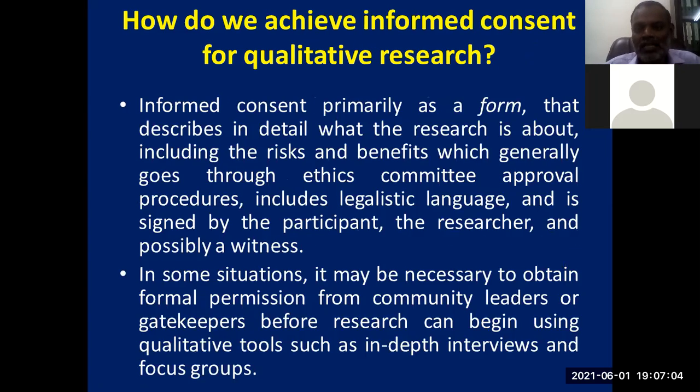So how do we achieve informed consent in qualitative research? Informed consent is primarily a form that describes in detail what the research is about. It includes risk and benefit, generally goes through the ethical committee approval procedure, including legislative language, and is signed by the participants, the researcher, and possibly a witness. So, informed consent is a form.